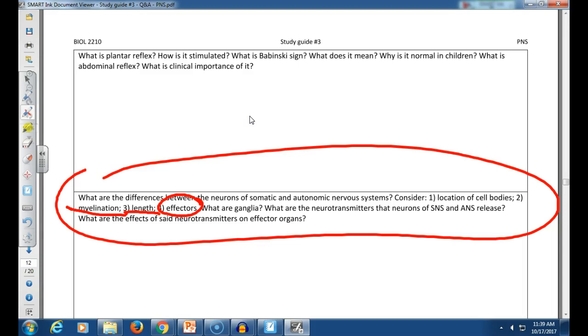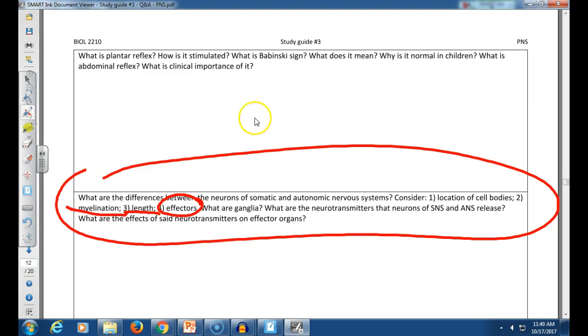Okay? Which neurotransmitters can you find in the somatic nervous system? What does the somatic nervous system control? Skeletal muscle. Which structure innervates skeletal muscle? Neuromuscular junction. Which neurotransmitter does it release? Only acetylcholine, period. You have to be able to make those connections. Okay? Autonomic: ACh, norepinephrine.